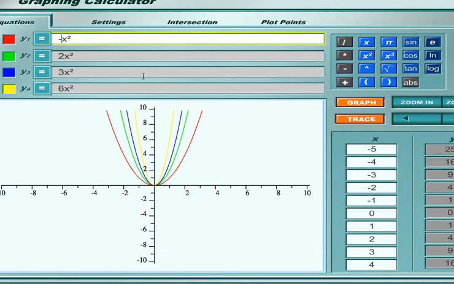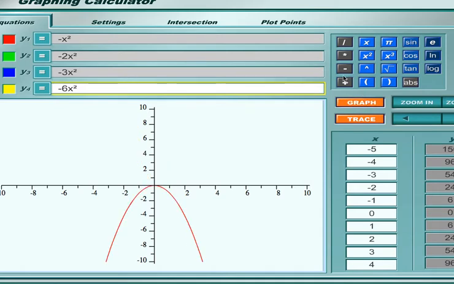Also, take a look at what happens when I put a negative in front of here. Remember, this negative is not affected by the exponent, so let's see what happens. Okay, all the graphs turn into n's. And then you have maximum y values instead of minimum y values.